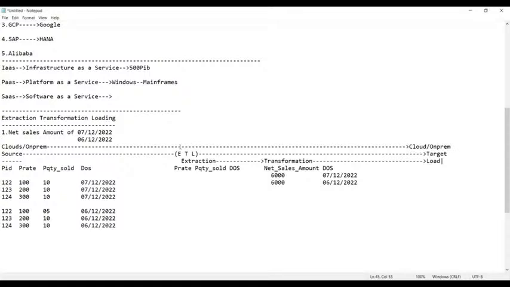We use ADF as a service. So guys, ADF as a service, we use it. That is called Azure Data Factory, where Azure Data Factory is a service which is provided by Microsoft.